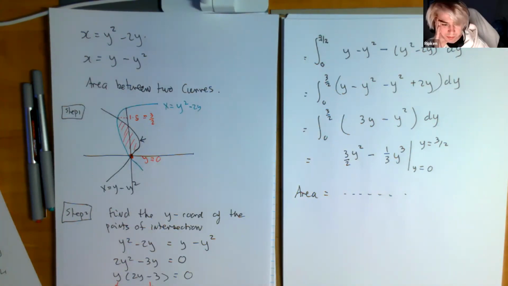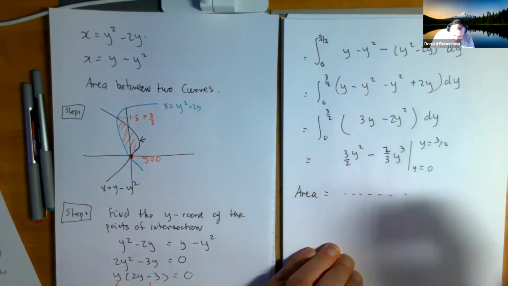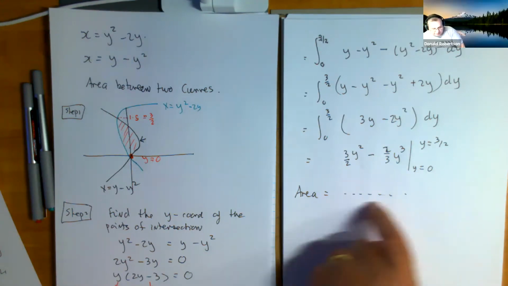Professor, yes, when we're finding the integral for, it's the third line. It says 3y minus y squared. Would that be 3y minus 2y squared? Yeah, well, I'm going to say the dot, dot, dot.